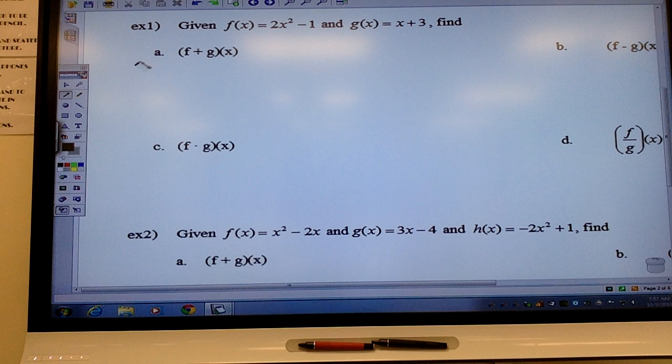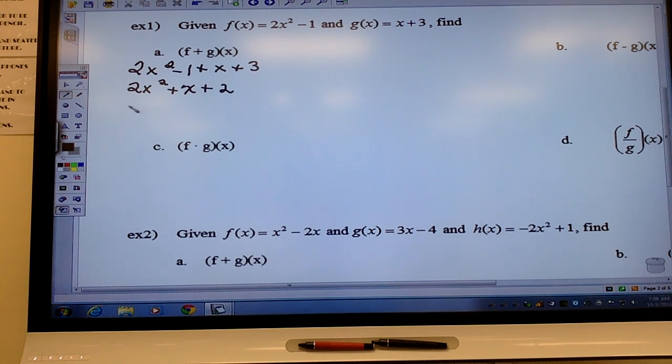So that will be 2x squared minus 1, which is f of x, plus x plus 3. From this point, all you're doing is combining like terms. So 2x squared does not have a like term, so we'll bring that down. X does not have a like term, we'll bring that down. And we'll combine negative 1 and 3 to get positive 2.